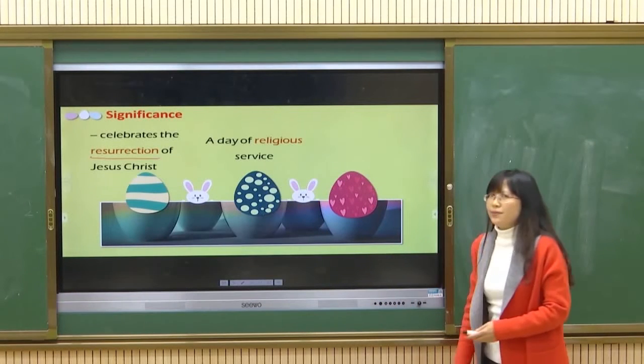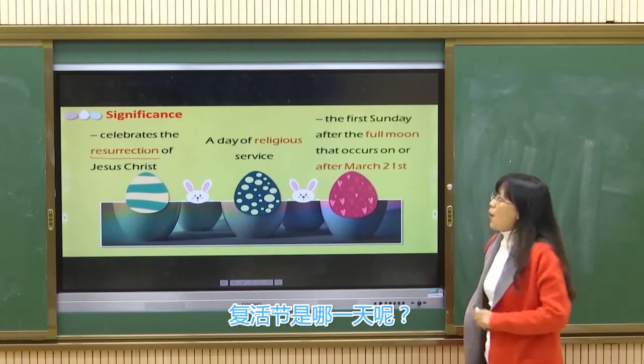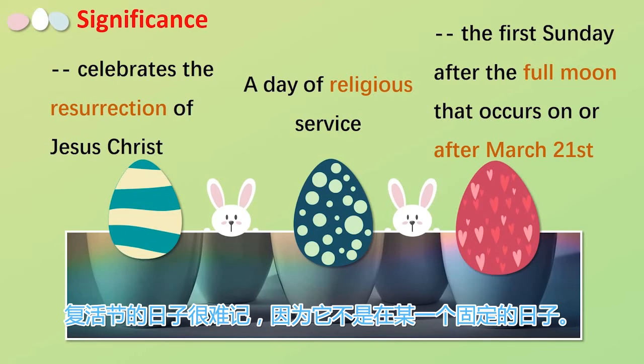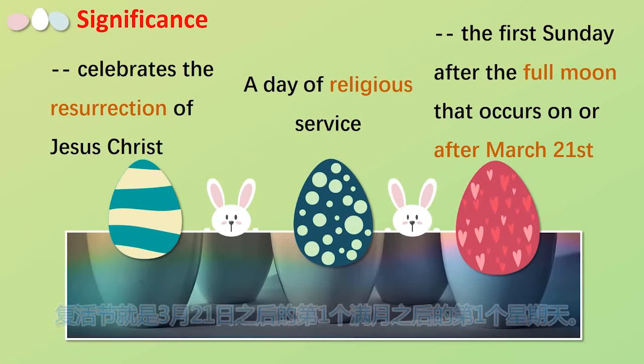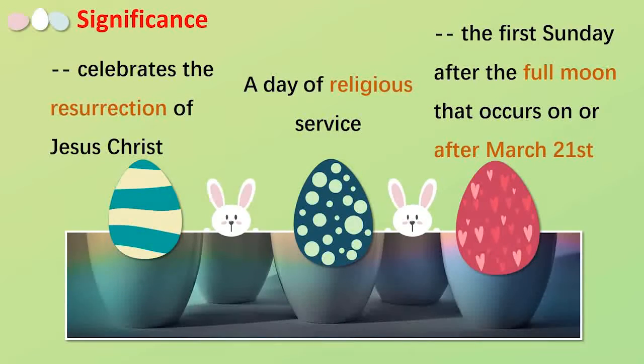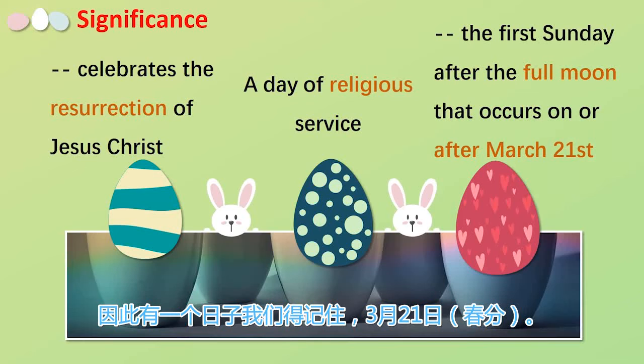And when? Question. When is Easter Day? It is very hard to remember because it's not on a fixed date. Let's look. The first Sunday after the full moon that occurs on or after March 21st. So there is one day we have to remember. That is March 21st.